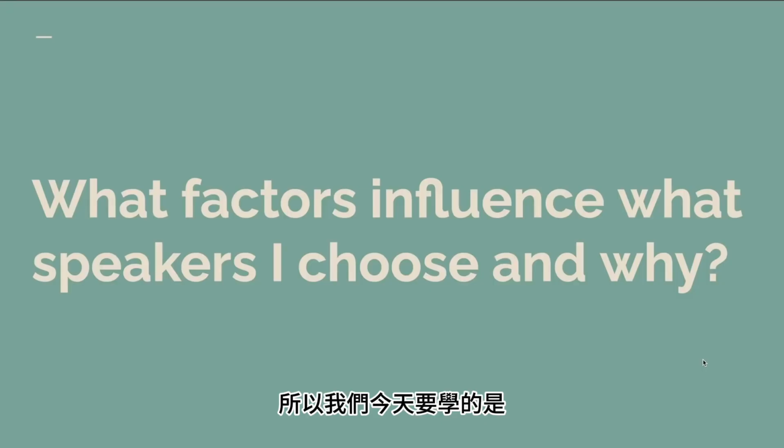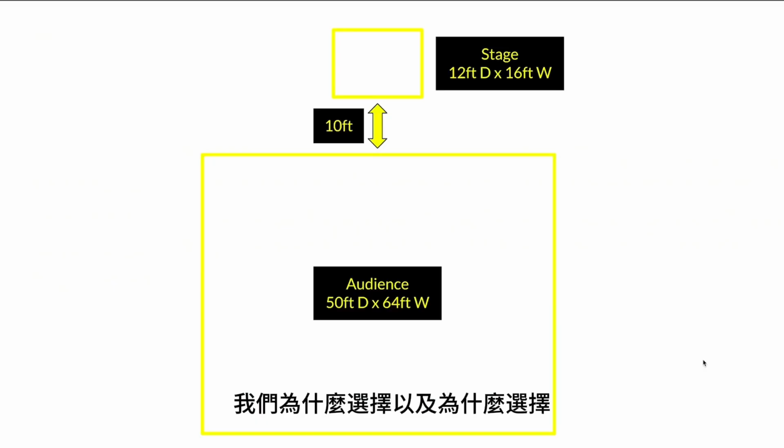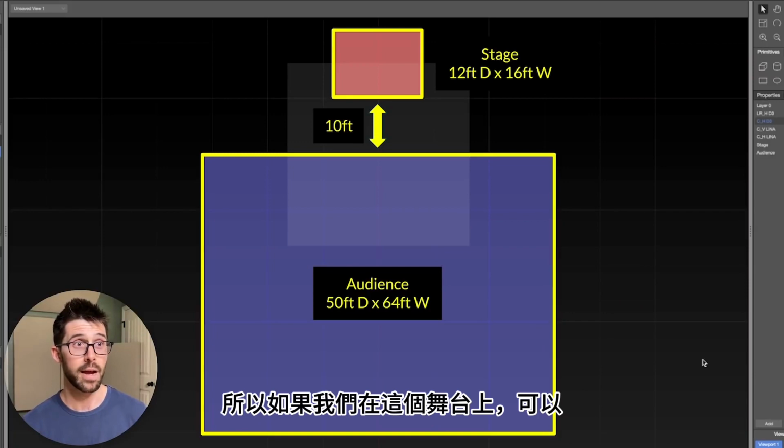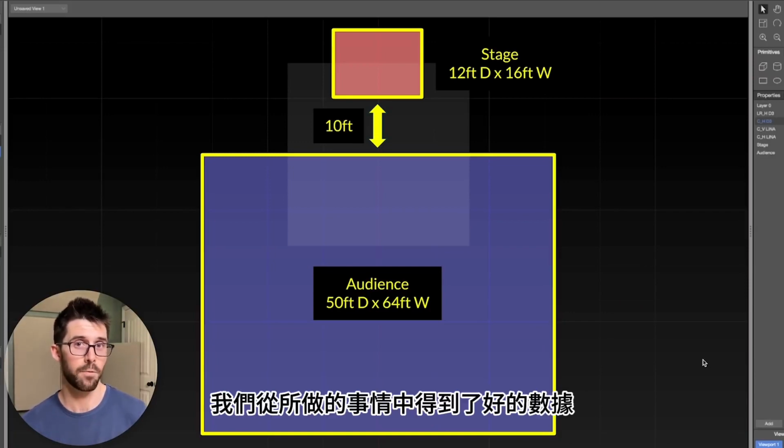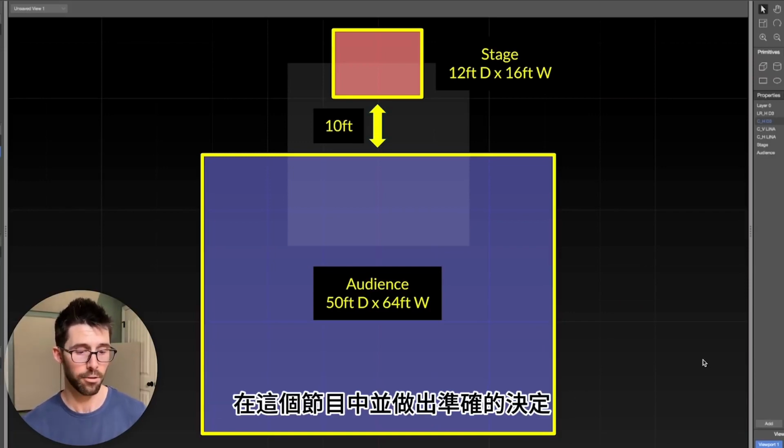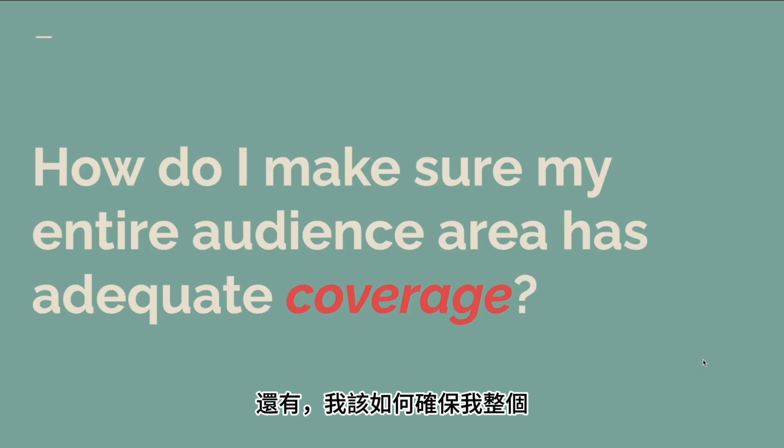So what we're going to learn today is what factors influence what speakers we choose and why. And so if we're on this stage, can we get good data from what we're doing on this show and make accurate decisions? Then also, how do I make sure my entire audience area has enough or adequate coverage?